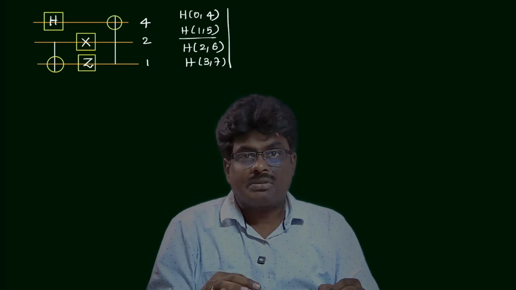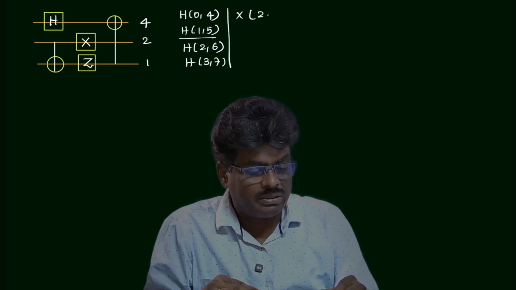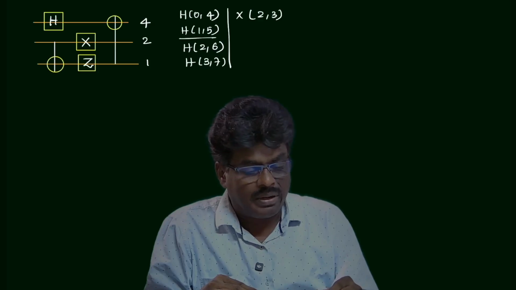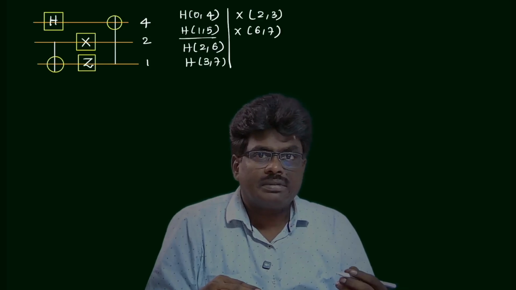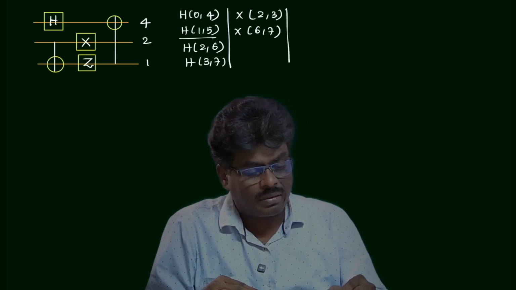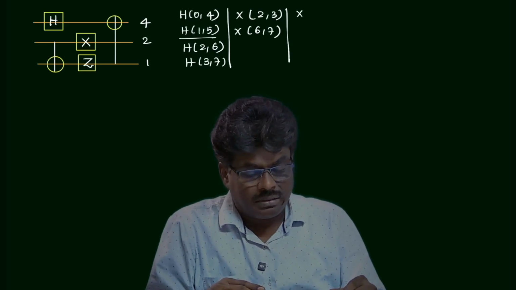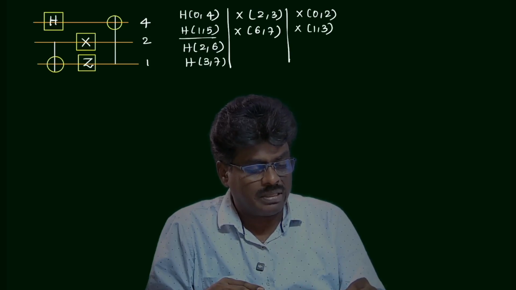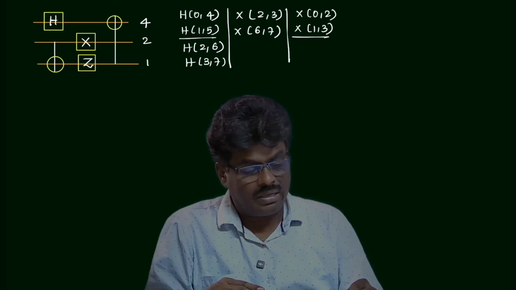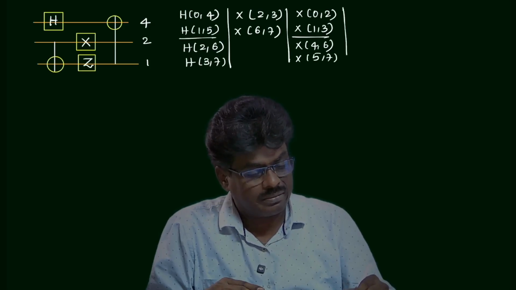Next after that we have C naught, that is X 2 to 1, so that's why 2 comma 3, and you have to add the remaining, that is 4. If you add 4, 6 comma 7. And the next we have X, that is 0 comma 2, add 1 comma 3. Next you have to add 4, 4 comma 6, 5 comma 7.